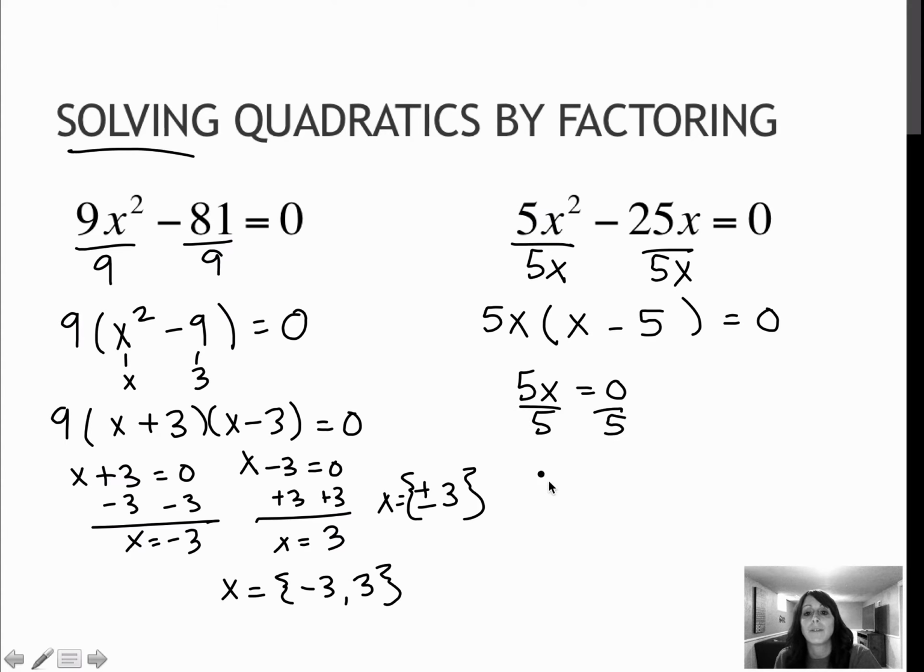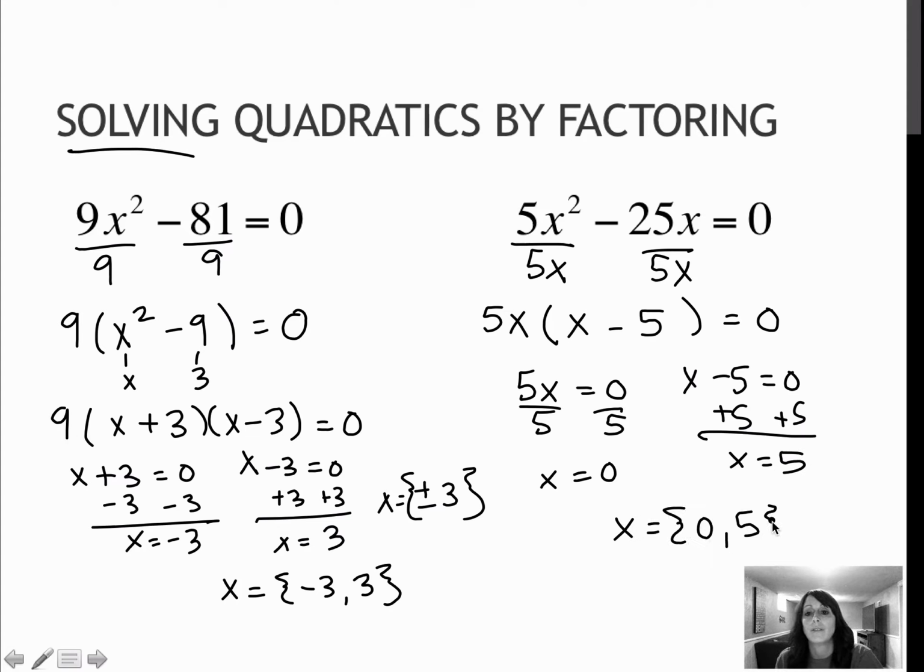And when I divide by 5, I get 0. And then x minus 5 equals 0, which leaves me with an answer of 5, which means my 2 solutions are 0 and 5. And again, I'm just writing those in the set brackets. You can always check your work. Plug a 0 back in for x and see if you get 0. Plug a 5 back in for x and see if you get 0.